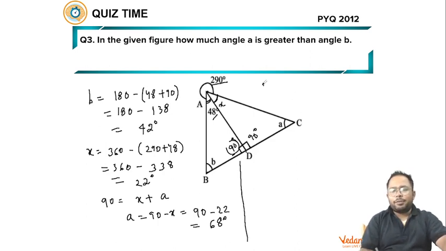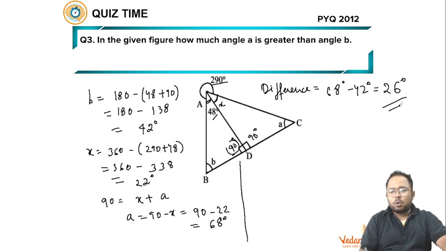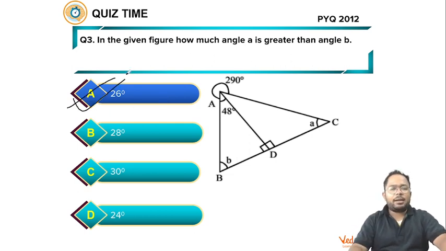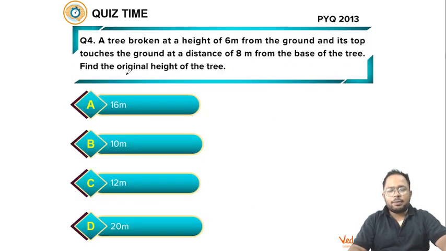So what is the difference? Difference we need to find out, right? So 68 degree minus 42 degree, that gives us 6 minus 4 is 2, 8 minus 2 is 6. So 26 degree. And this is how we get 26 degree as the right answer. Alright students, let's move on to the next one.